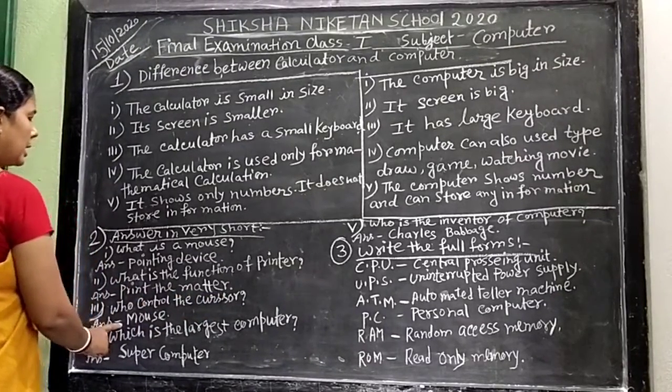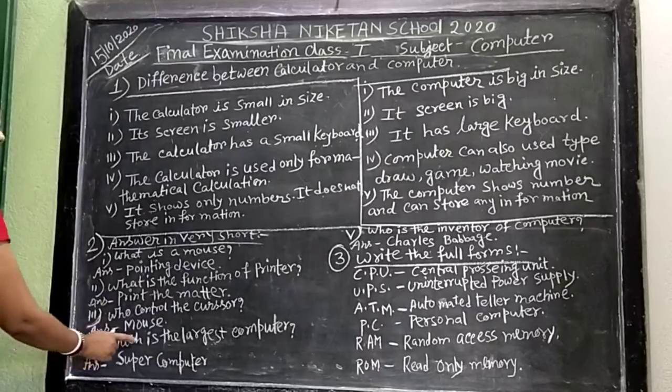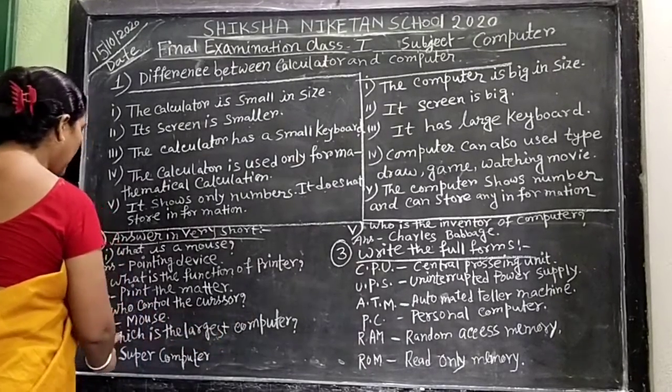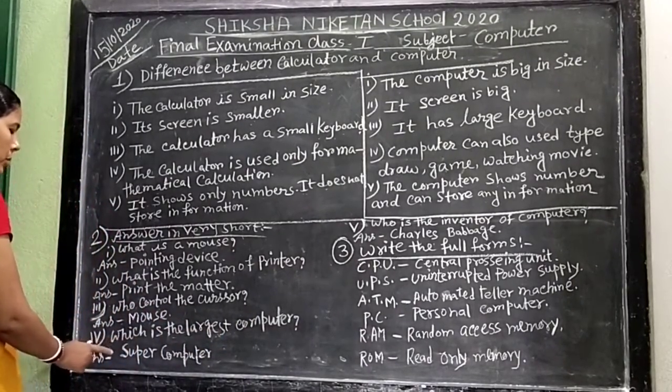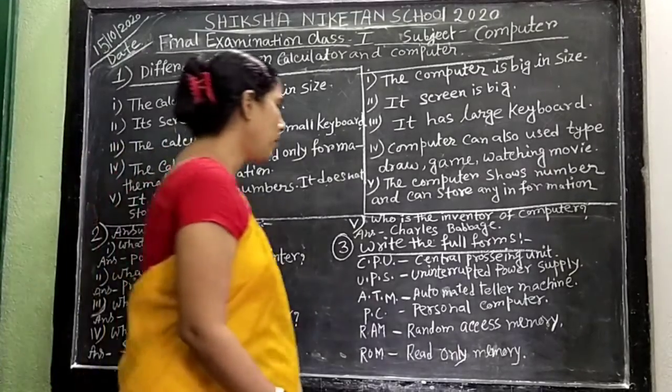Number 3. Who controls the cursor? Answer: mouse. Number 4. Which is the largest computer? Answer: supercomputer.